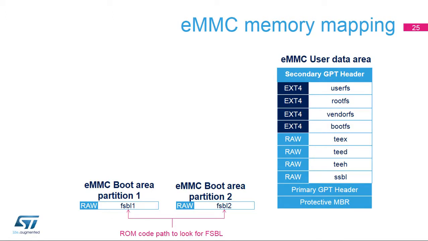An eMMC looks like an SD card, except some additional special physical partitions. In the boot context, the boot area partition 1 and boot area partition 2 are the key partitions. So the strategy consists of putting one FSBL instance in the boot area partition 1 and another one in the boot area partition 2. The ROM code then directly tries to find the FSBL binary in one of those boot area partitions. Then the user data area is partitioned with a GPT table that is used by all the consecutive boot components to find the several partitions.